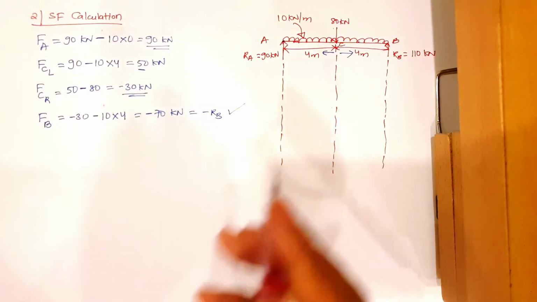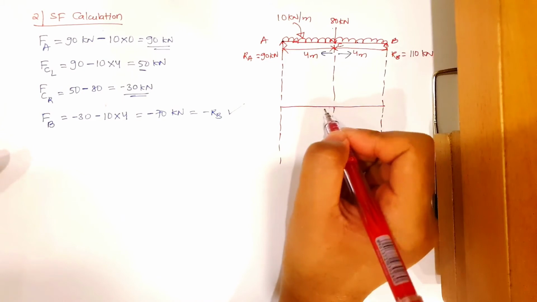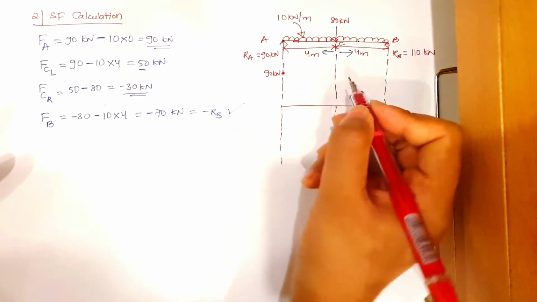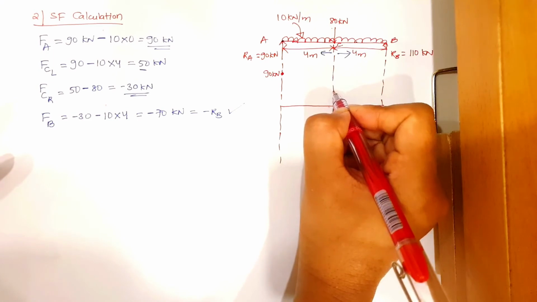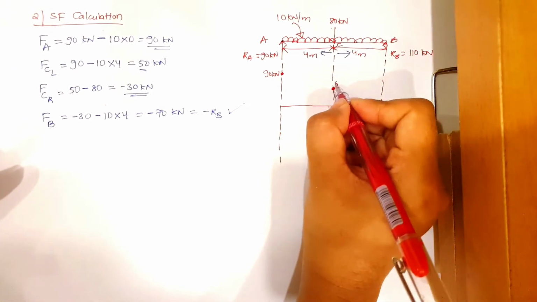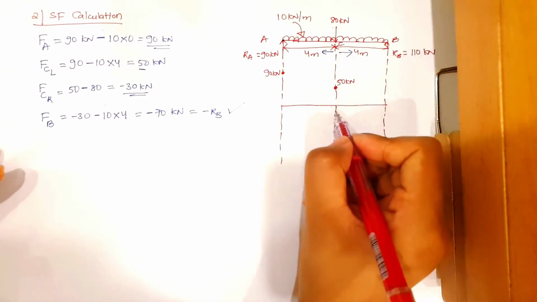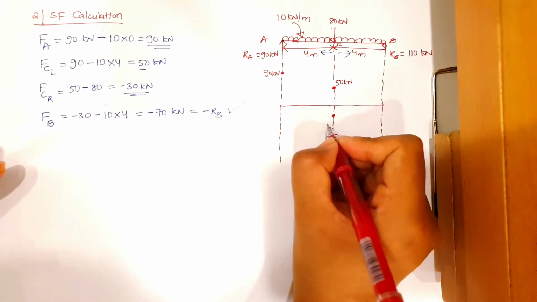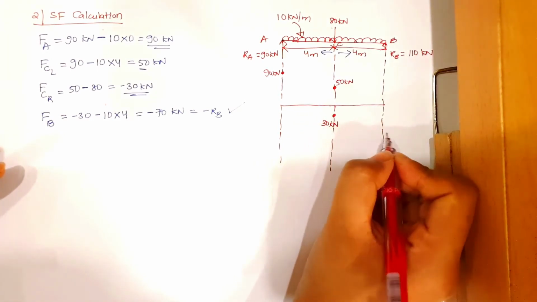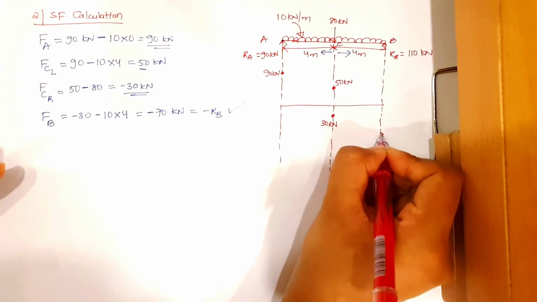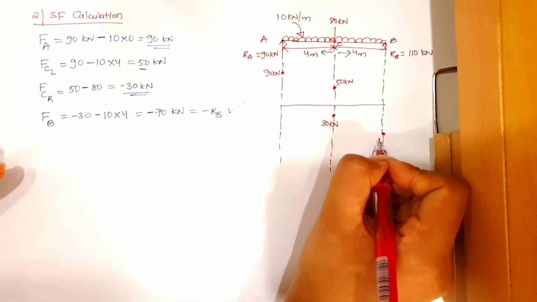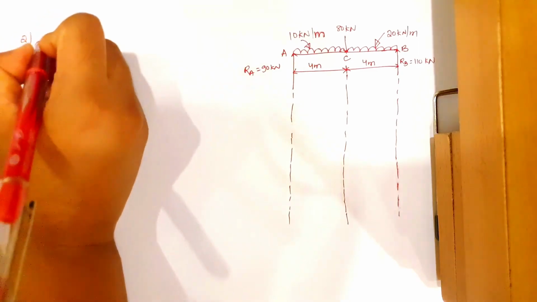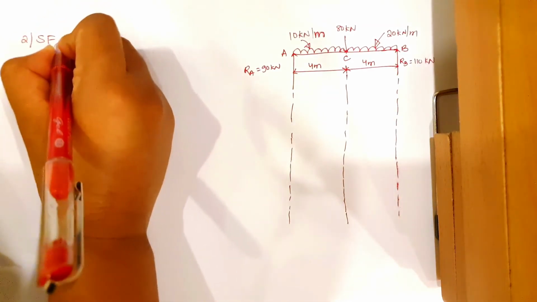Now let us draw the shear force diagram. At A I have 90 kilonewton. Then at C, left hand side, I have 50 kilonewton. Then at C again, going towards the right hand side, it's going negative, so negative 30 kilonewton. And at B we have minus 70. So number 2, let's calculate shear force calculation.